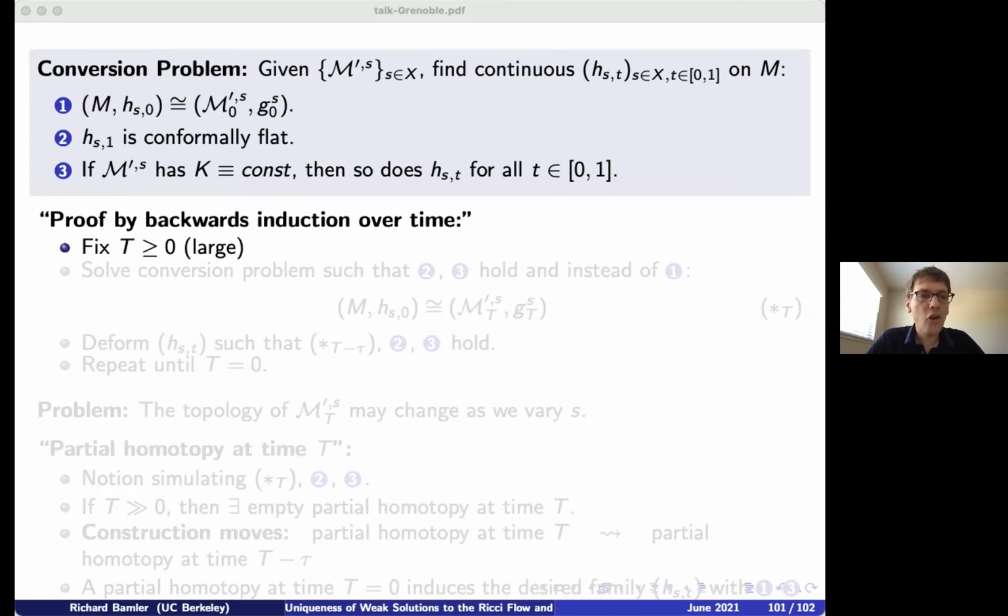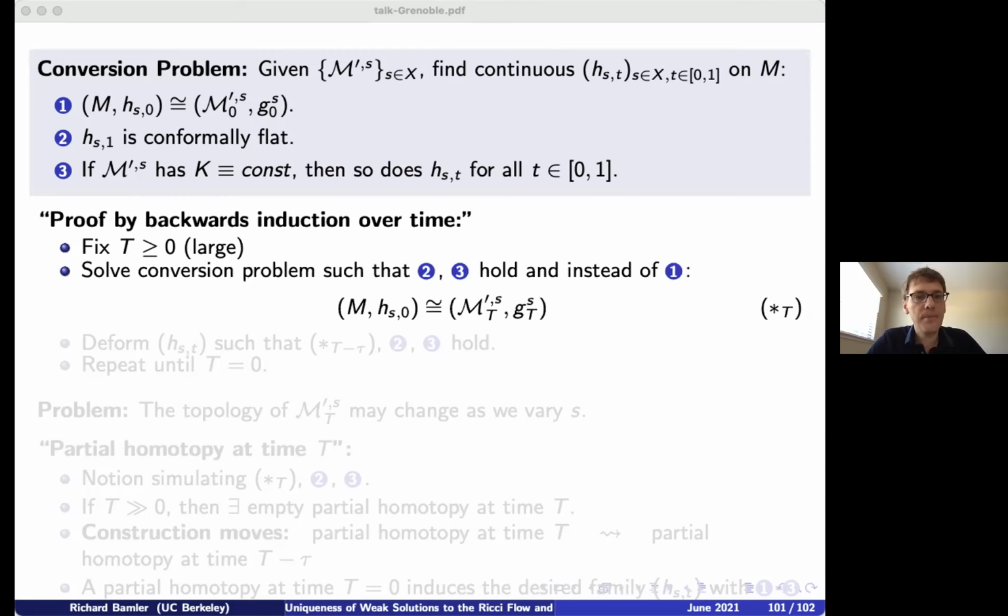And then my hope is to at least solve this conversion problem such that 2 and 3 hold, but instead of starting at time 0, we start at time t. So I want mh(0) to be the corresponding time t slice. My hope is that this metric might be rounder, or these flows may not have existed for such a long time, because we're really just taking the very end of these flows. So it might be easier to solve this conversion problem if we choose t large enough.